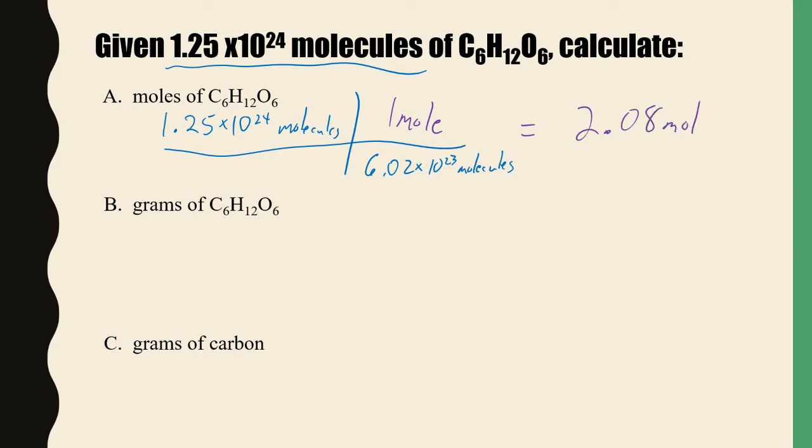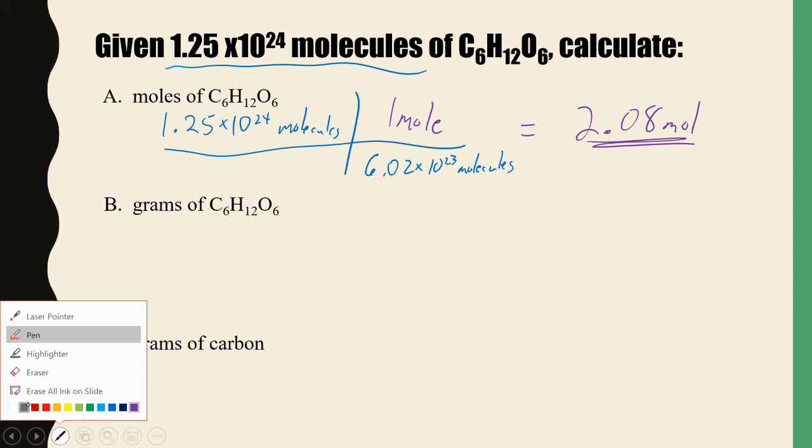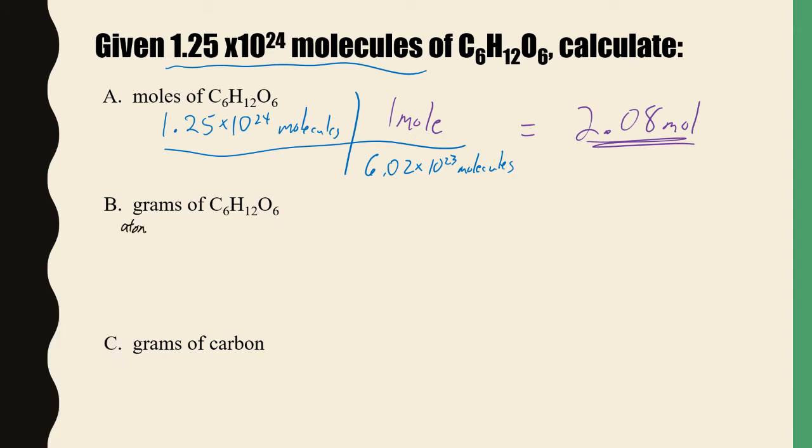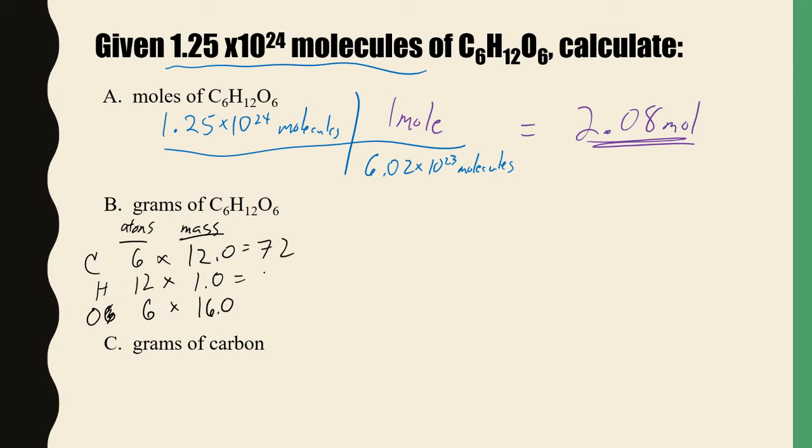And now you will see that when we want grams of that, we use the moles. So to find grams of that, what we need to do is make our little table with atoms and mass and figure out that there are 6 carbon atoms, each one with a mass of 12, and there are 12 hydrogen atoms, each with a mass of 1, and there are 6, oops, that should be an oxygen, 6 oxygen atoms, each with a mass of 16. So that's 72, and that's 12, and that's 96, I believe. And when you add all that up, you should get 180. Yes.